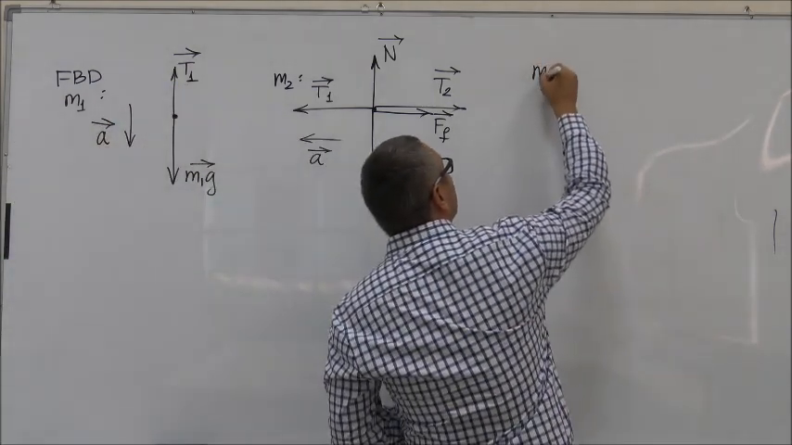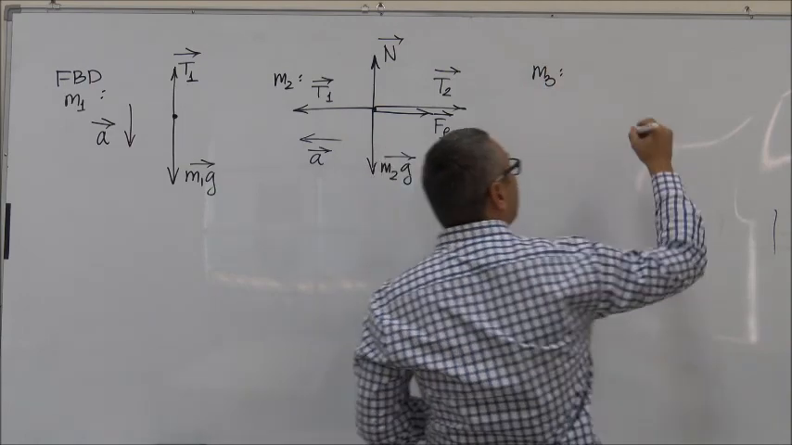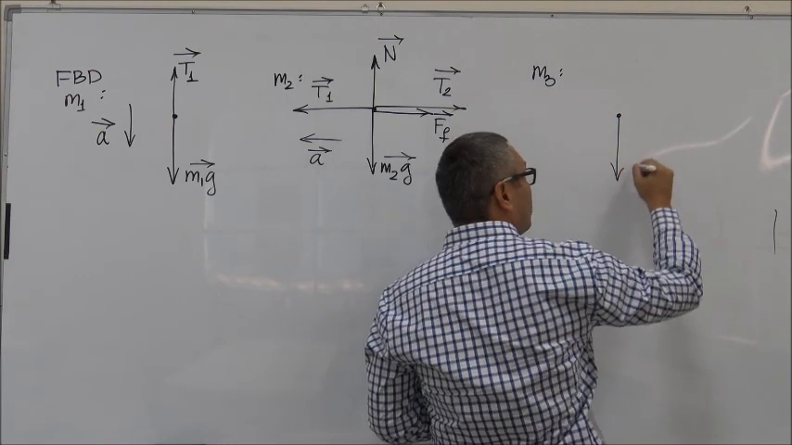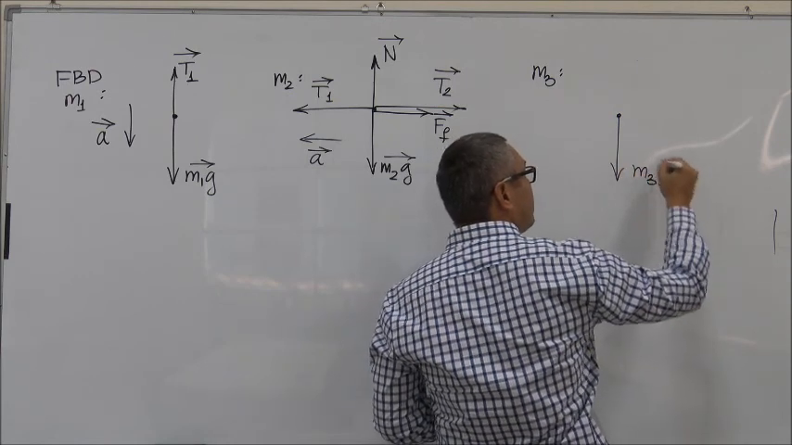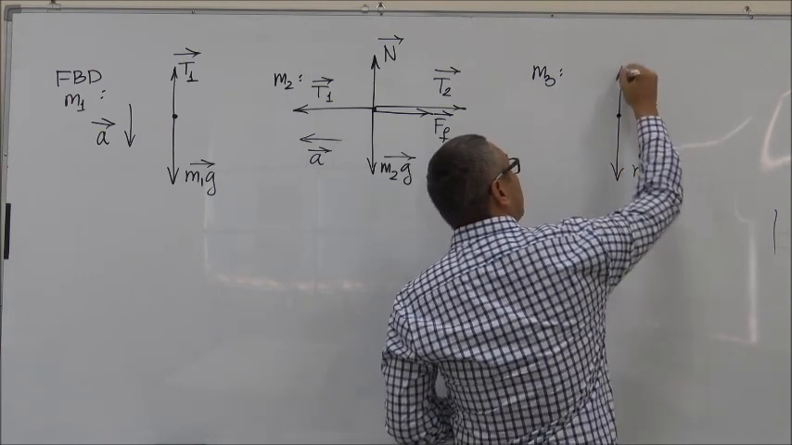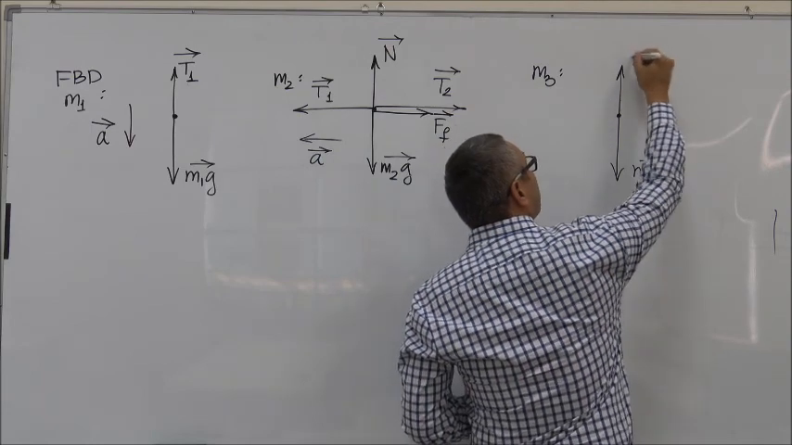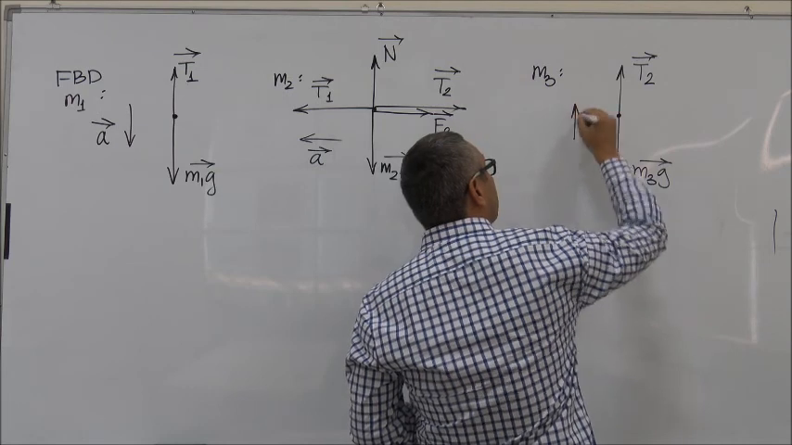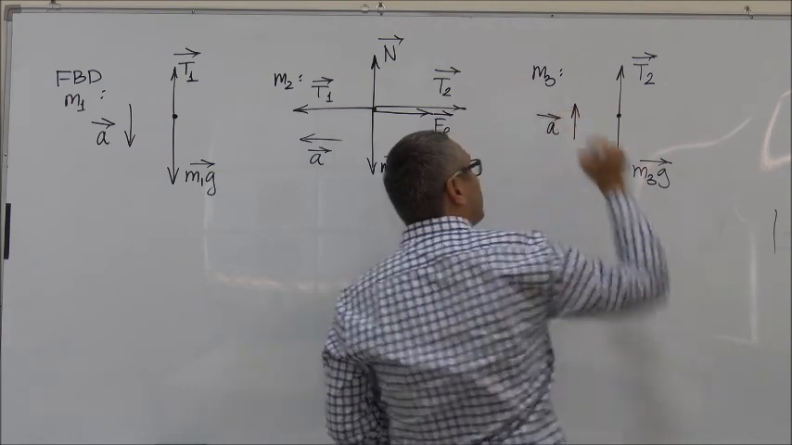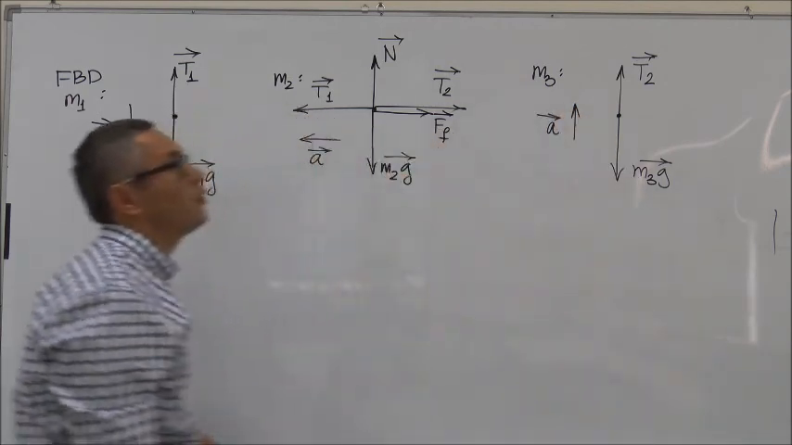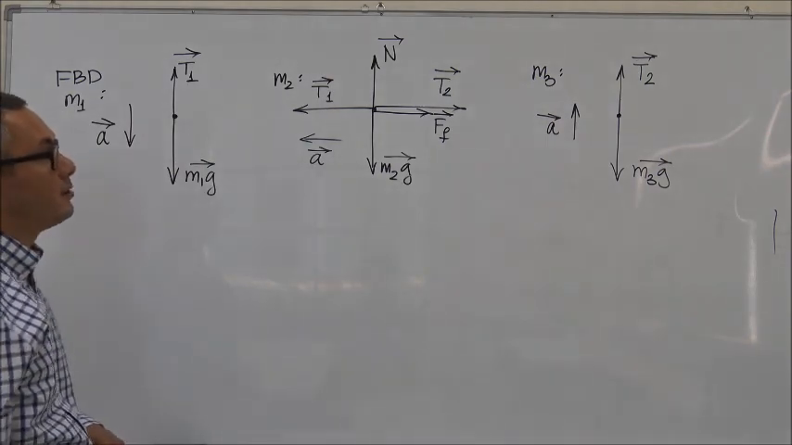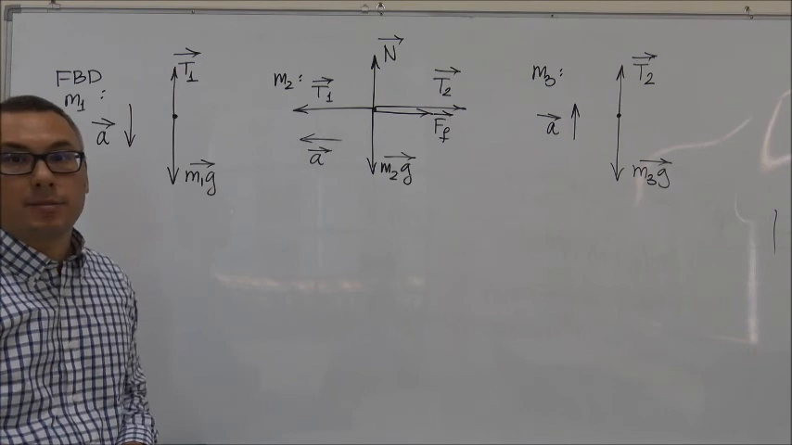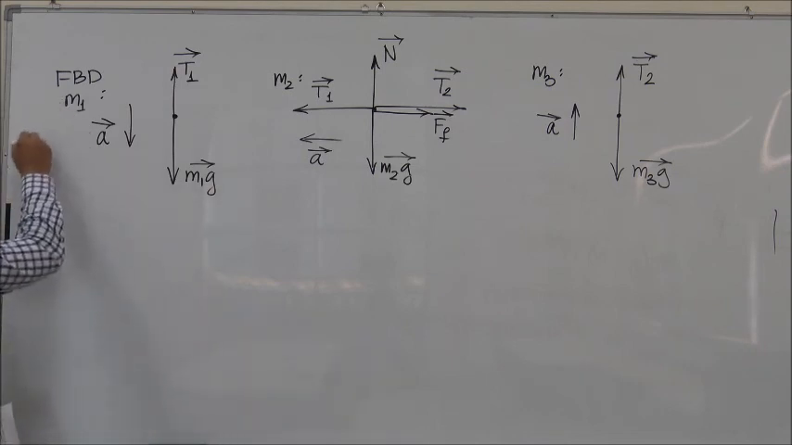So now M3. So this is mass M3. There is a gravity force pulling it downwards, so M3G, and tension force going upwards. The system is accelerating this way. So this is acceleration A, pointing upwards. So this is the free body diagram for each of the three masses, and that's part A.